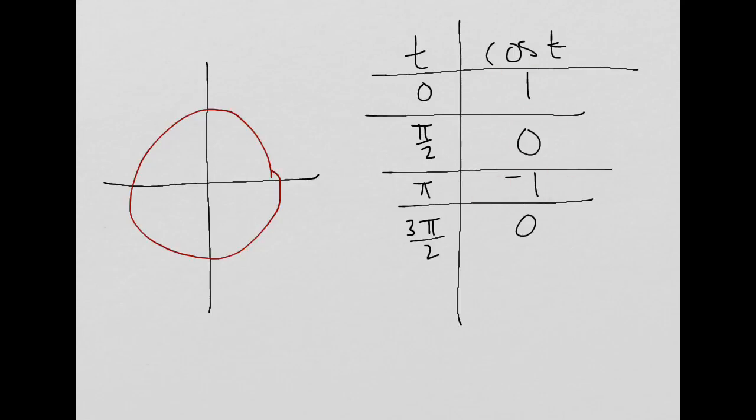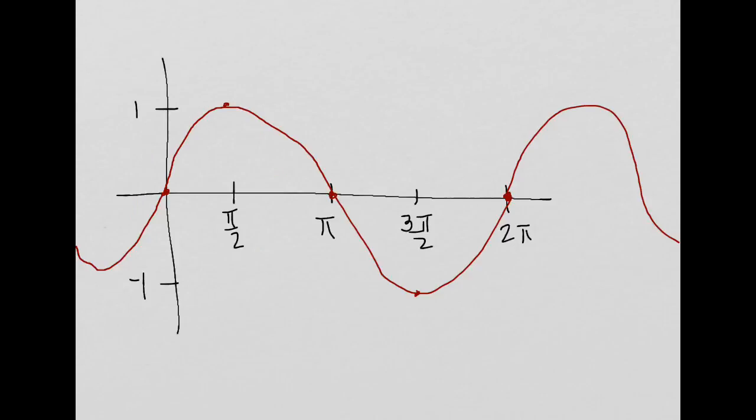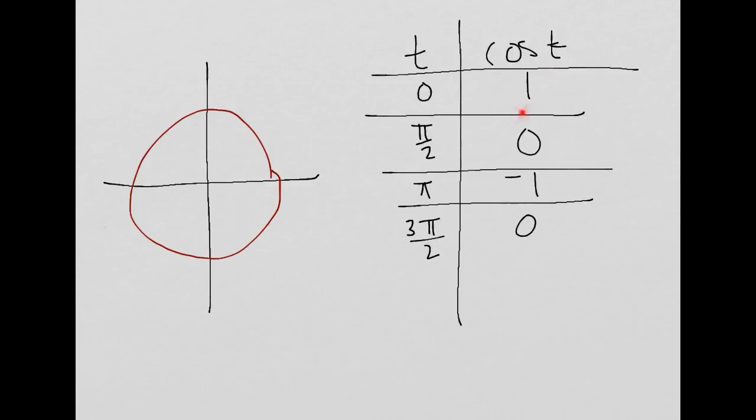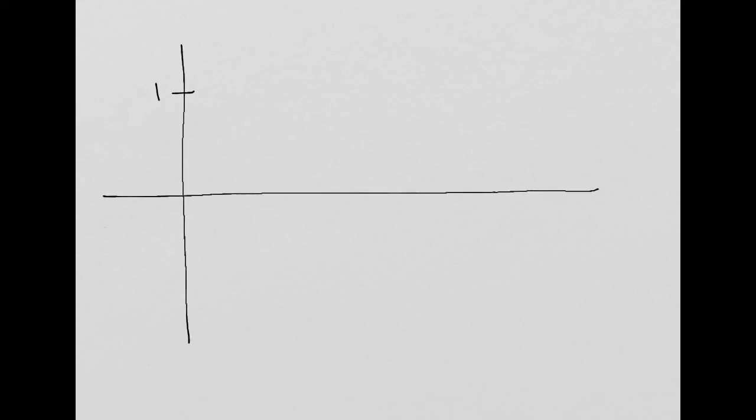But unlike the sine function, which was 0 when t was 0, now when t is 0, the cosine function is going to be 1. So we're going to get a very similar graph, but it's going to be shifted over. 1, negative 1. Stick 2 pi out there, pi in the middle, pi over 2, and 3 pi over 2.